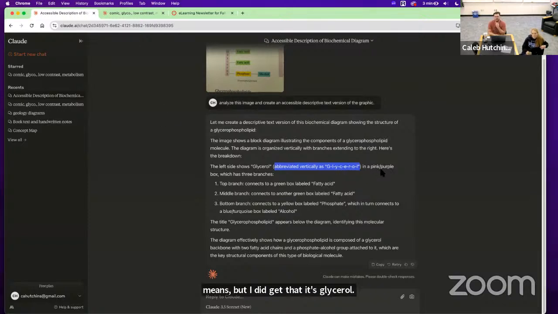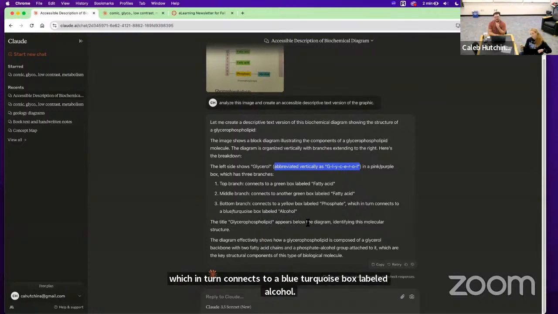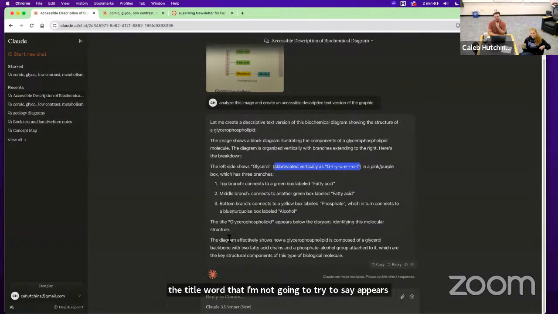And then it says in a pink purple box, which has 3 branches. Top branch connects to a green box labeled fatty acid. Middle branch connects to another green box labeled fatty acid. Bottom branch connects to a yellow box labeled phosphate, which in turn connects to a blue turquoise box labeled alcohol. The title word that I'm not going to try to say appears below the diagram, identifying this molecular structure. So that is an accurate description of what that image is showing.